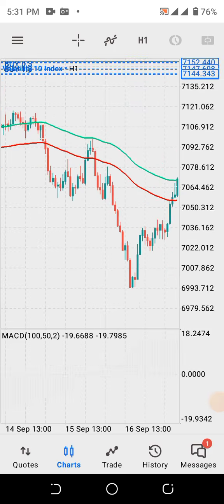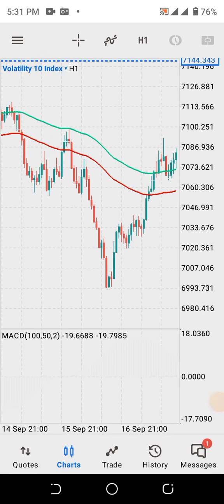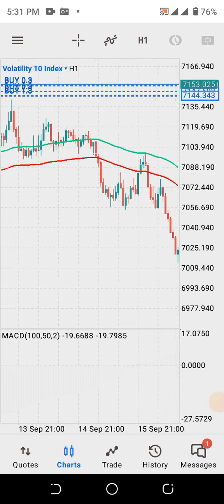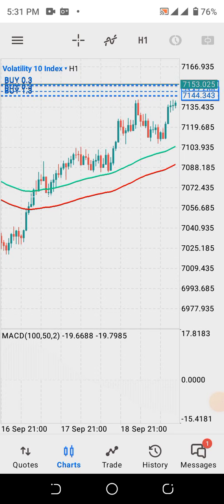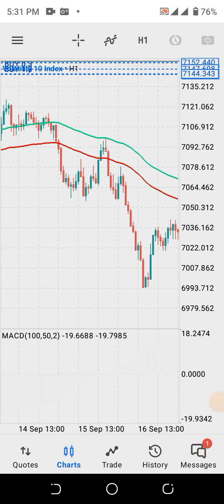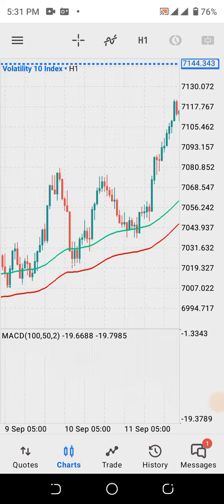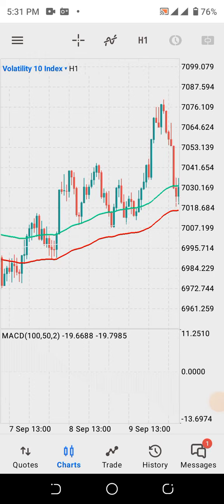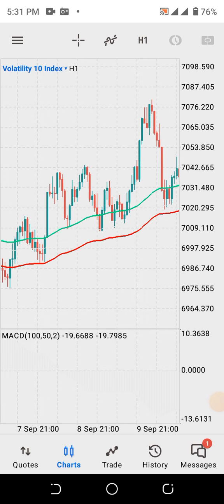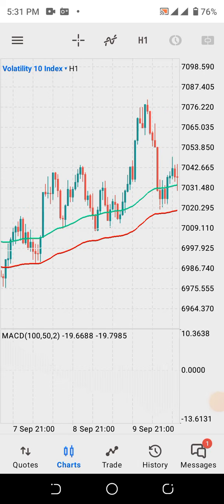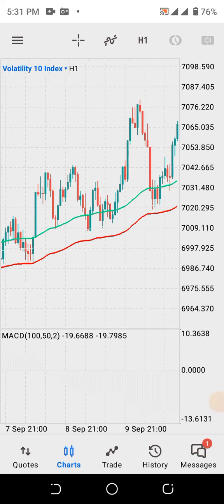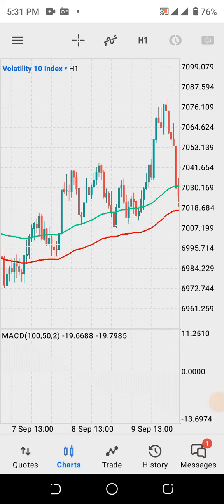Now let me show you. For about 3 months back, I have been generating a lot of profit with just this simple setup. Now let me show you how I've been recording consistent profit on the volatility 10 index on the 1 hour time frame.